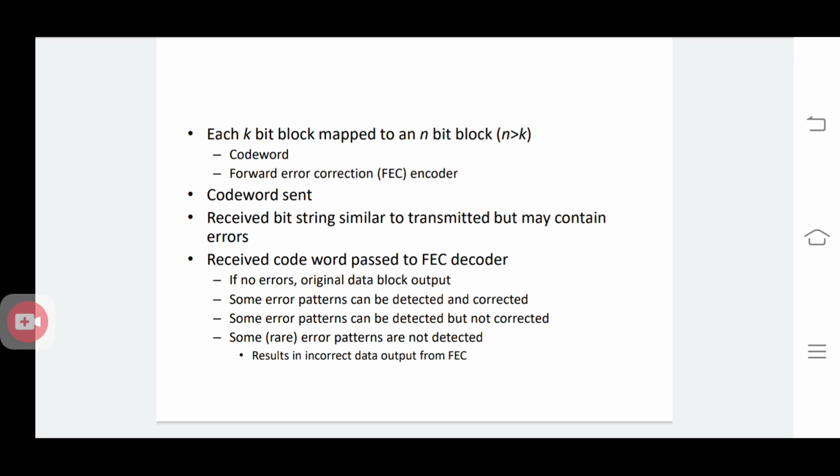So this is the explanation. If k bits is the original data, from that you generate a code word by using an FEC encoder. Then the code word is sent, and at the receiver side, if the received bit stream is similar to the transmitted one, that means it is error free. So by using this FEC decoder, the error correction process is done. So these are about the types of errors and how the error correction and detection processes happen in data communication.